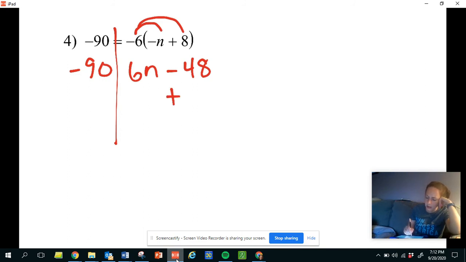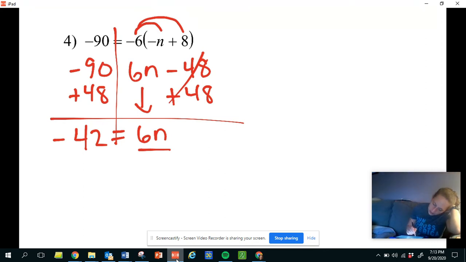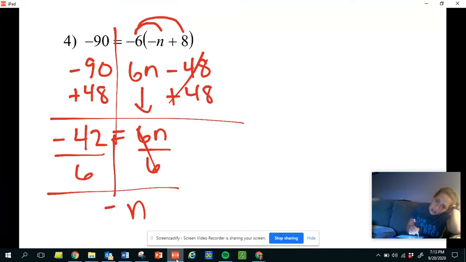I'm going to add 48 to both sides. Here that'll cancel out. Negative 90 plus 48 is going to give me negative 42, sorry. And my 6n just comes down. Also, be careful with negatives. It's real easy to lose or forget about a negative. Next, I just have to divide by 6 on both sides to cancel those out, and I get n equals negative 7.